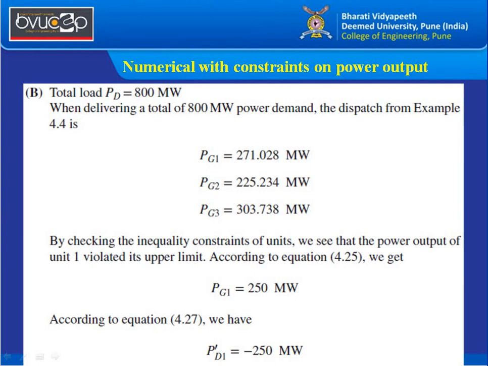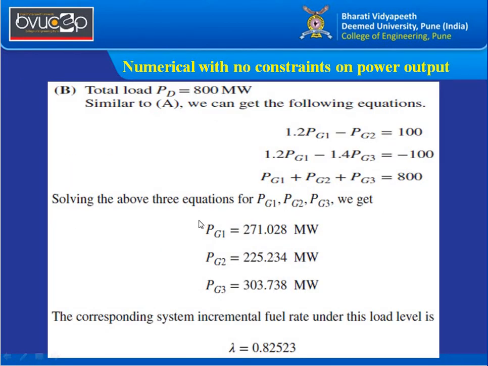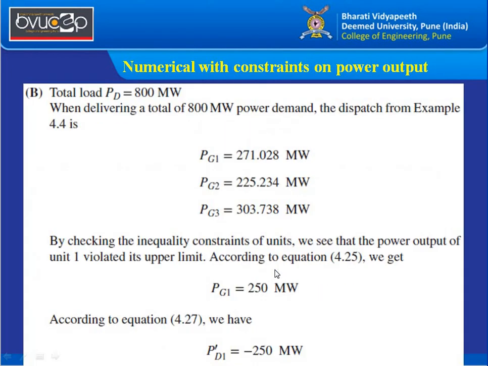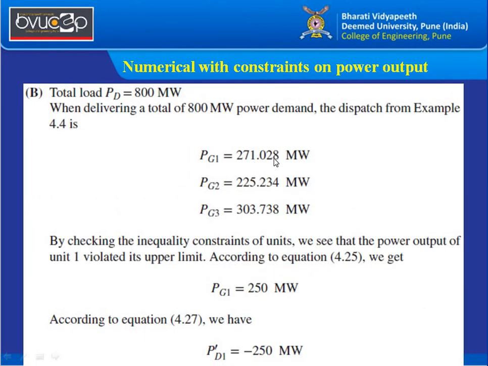Now let us see the second example, or second part, that is going to satisfy the load demand of 800 megawatt. The result for 800 megawatt gives these three values: PG1 as 271.28 megawatt, PG2 as 225.234 megawatt, PG3 as 303.738 megawatt. Now if we check the inequality constraints, PG1's higher limit is 250, but this is exceeded.